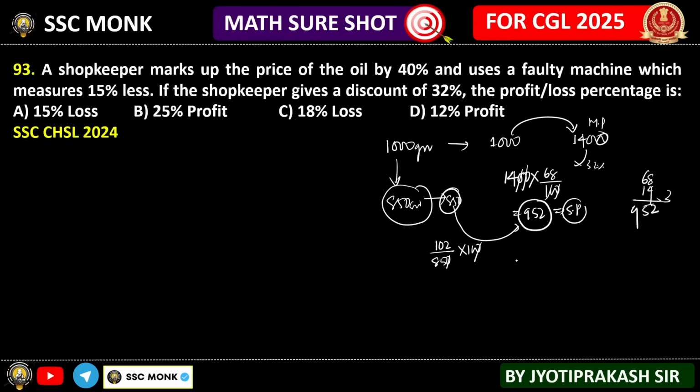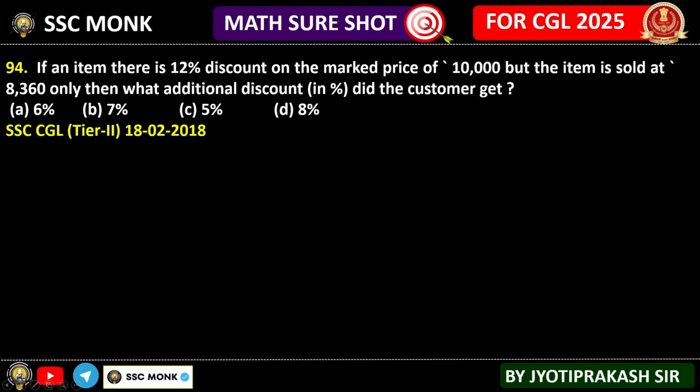Zero zero gone. So I can write 1020 by 850. 17 5s are 850, 17 6s are 102. So how much profit is done? 12% profit is done. Next, if an item has a 12% discount on the marked price of 10,000 but the item is sold at 8360 only, then what is the additional discount given?